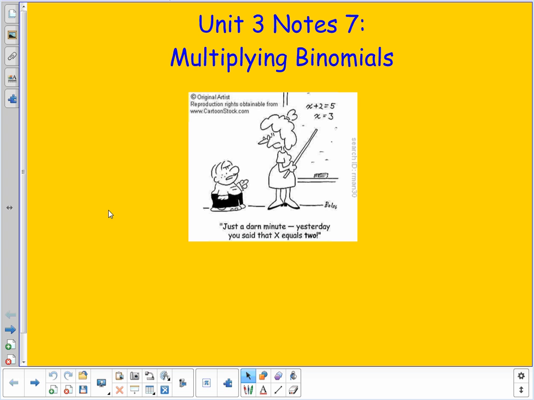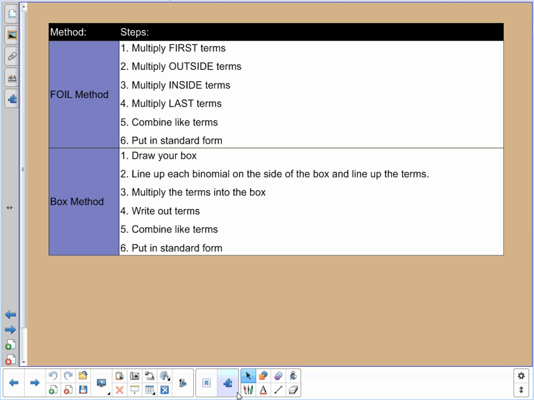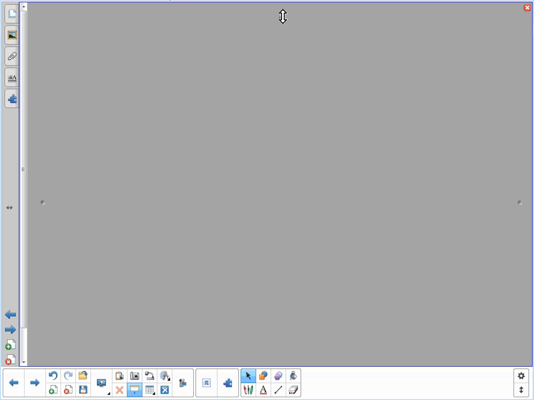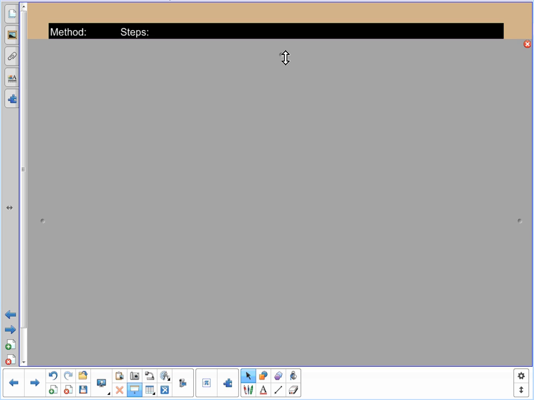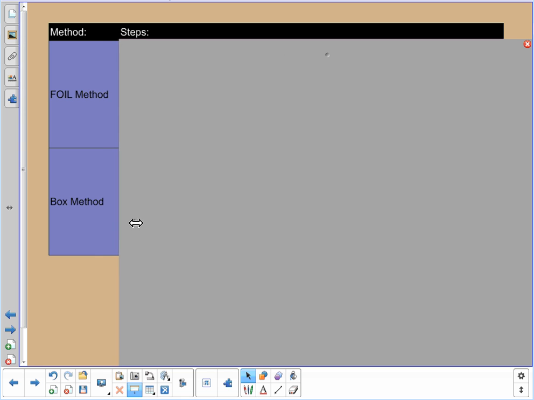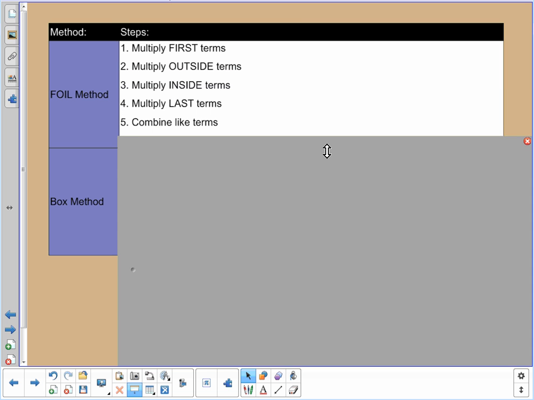Unit 3 Note 7, which is on multiplying binomials. So, holy cow, we have a couple of methods here that we can use to multiply binomials. The first one is called the FOIL method, and the FOIL method looks like this. These are the steps that you would use.